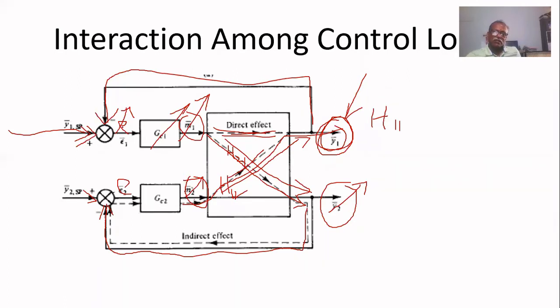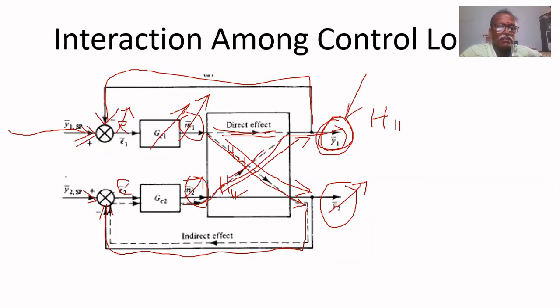So an error is generated. Because of that error, this controller takes the necessary action to control Y1. That is M1, the output of the controller, being manipulated. That M1 affects both Y1 as well as Y2, as we have seen earlier. Direct effect. That Y2 now deviates.